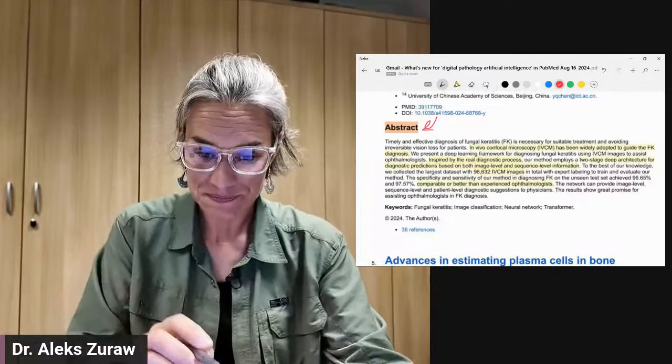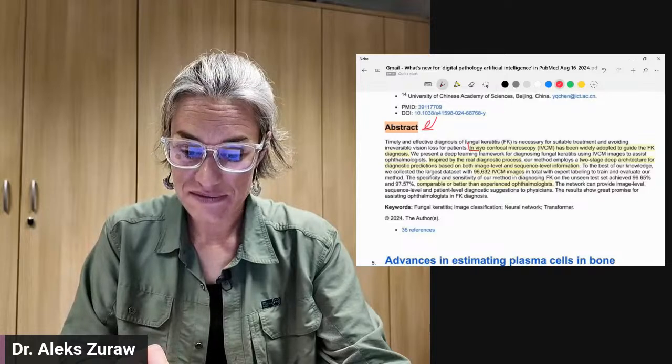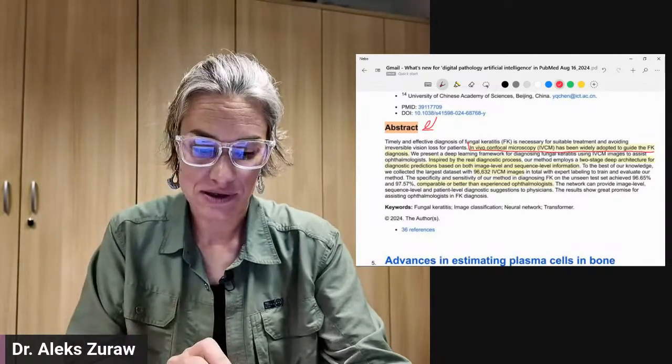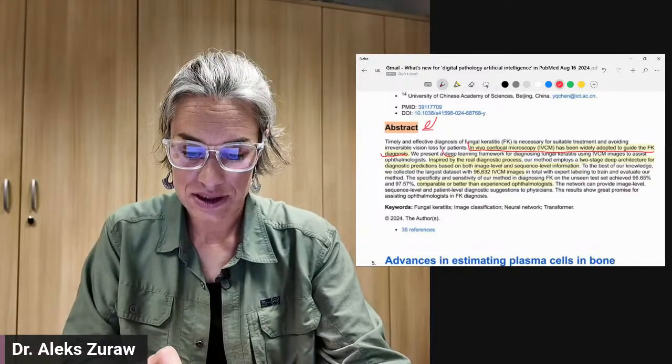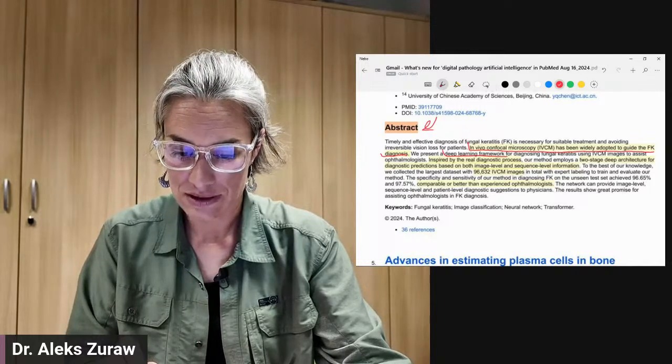So anyway, what happened here is that in vivo confocal microscopy has been widely adopted to guide fungal keratitis diagnosis. And they developed a deep learning framework for diagnosing this with in vivo confocal microscopy.